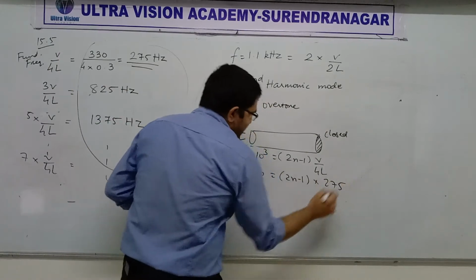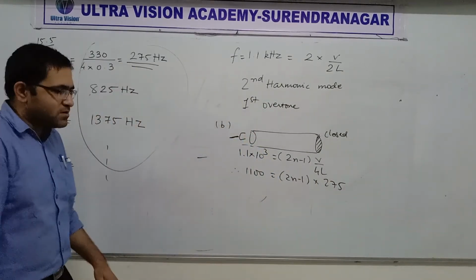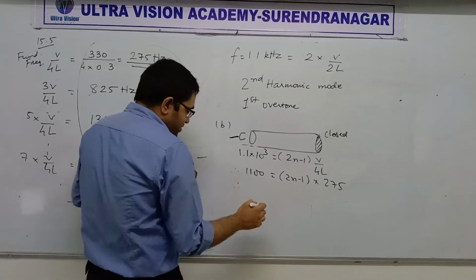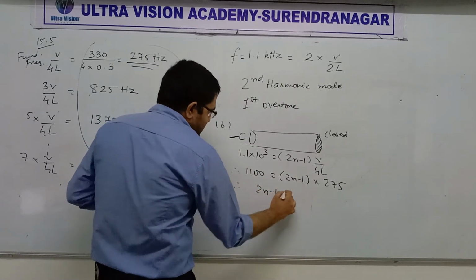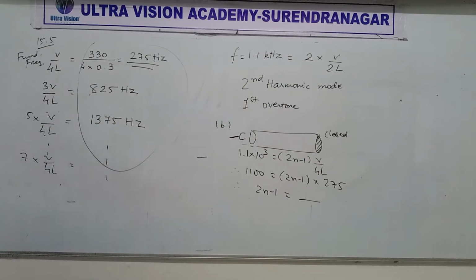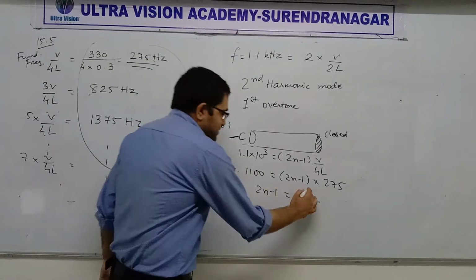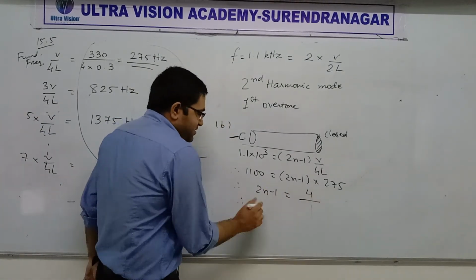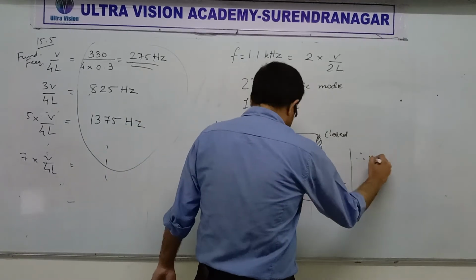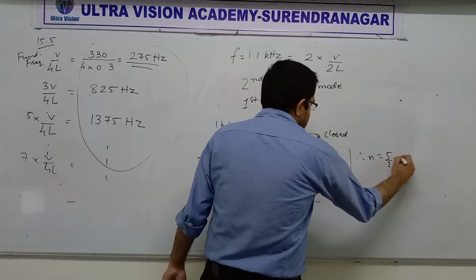Isn't it? We already have found it. Why do it again? Right? Divide this. Come on, tell me what do you get? 2n minus 1 will be equal to how much? 1100 upon 275. How much? 4. Very good. 4. 2n minus 1 is 4. Therefore 2n is 5, and therefore n is equal to 5 by 2, which is 2.5.